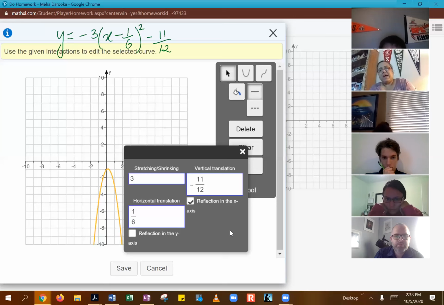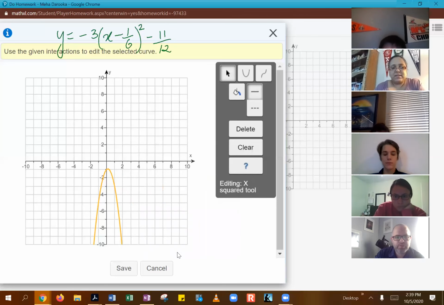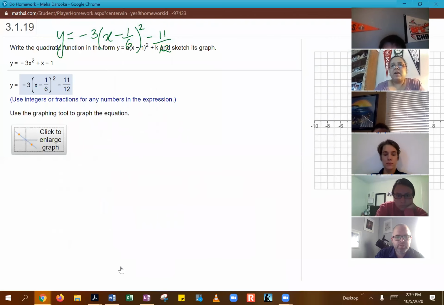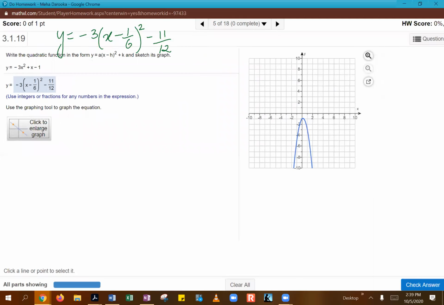So now look at the graph. We've got the graph moving down, so it's moving below the x-axis in this case. You can see it's moved slightly to the right because that's our horizontal translation of 1/6. And then you should see the parabola itself is a little bit narrower than what our x squared parabola would be. And that's because of that stretching that's happening with the number 3. So once you get all those boxes typed in, we can save our graph. And then all we have to do is check our answer at the end.